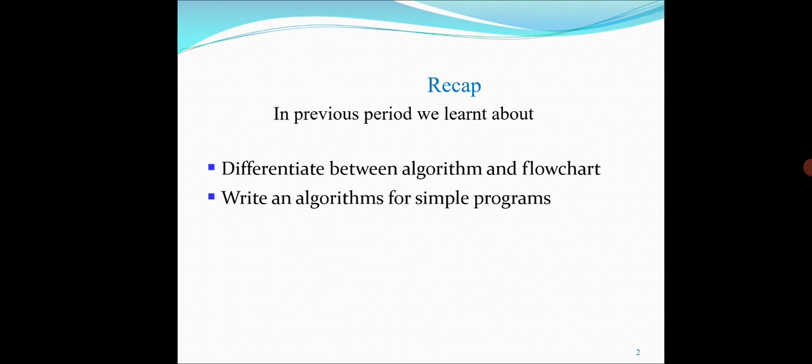Algorithm is nothing but the step by step procedure to solve the problem. Flowchart is a pictorial representation to solve the problem. And what are the differences? Algorithm is the step-by-step procedure to solve the problem, and the flowchart is a diagram created by different shapes to show the flow of data.